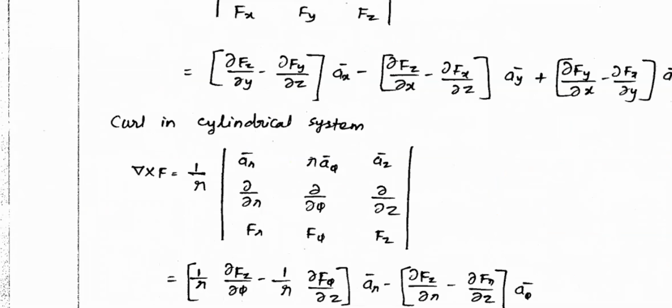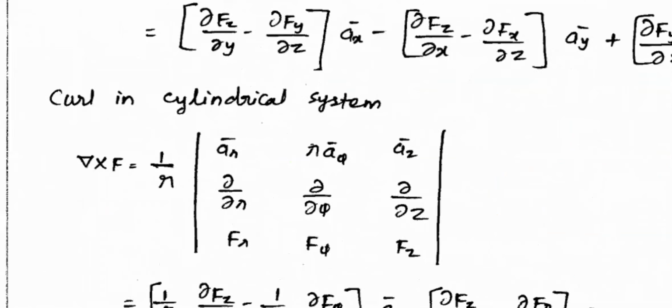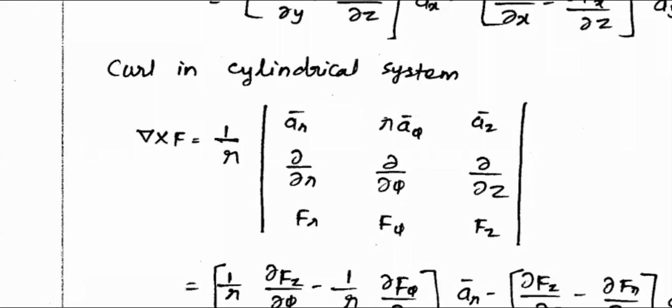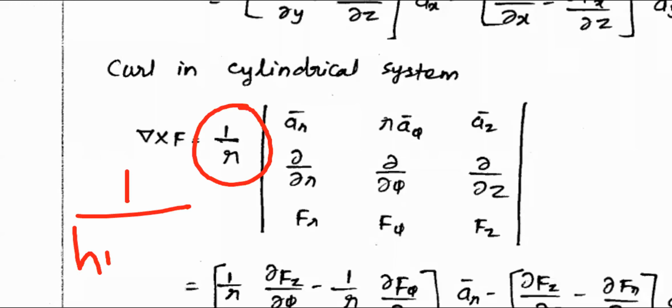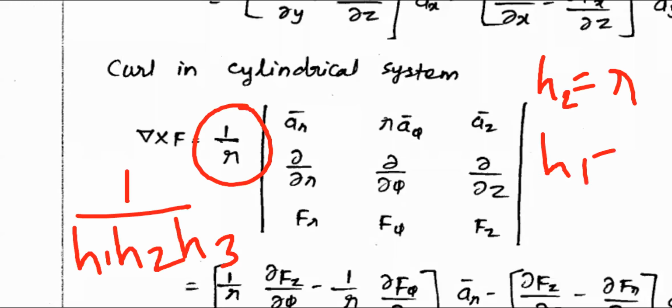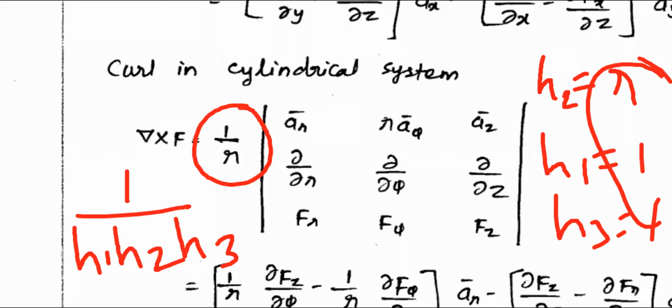Here they are putting some factor to calculate the curl in the cylindrical coordinate system. What is that factor in general? In general you remember this as 1 by h1 h2 h3. In a cylindrical coordinate system, h2 is equal to r, and the remaining h1 and h3 are 1 only. Once you multiply all this, you will get 1 by r.